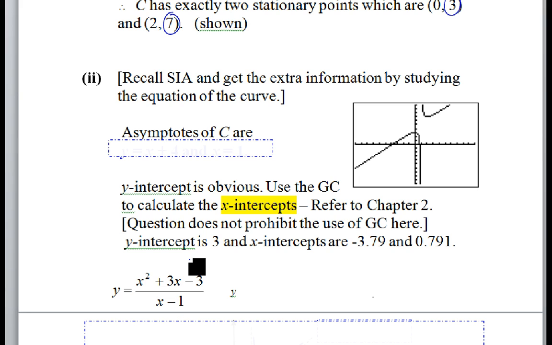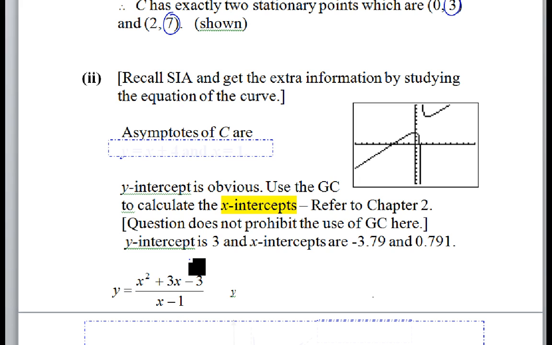There's no problem entering it in your GC. So you get exactly what you see up there. You get this sketch. Let's be discerning again. Do we reproduce exactly what you see on your sketch? Obviously not. We should know that there should be some asymptotes, because let's recall, it is a rational function. There must surely be a vertical asymptote and an oblique asymptote.